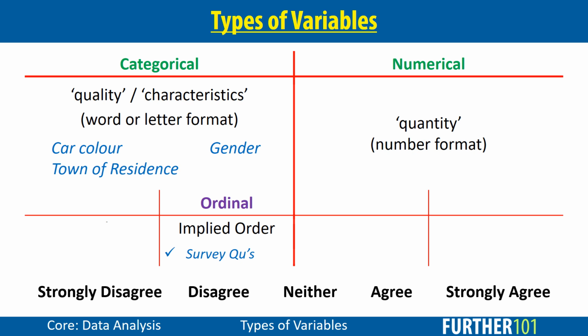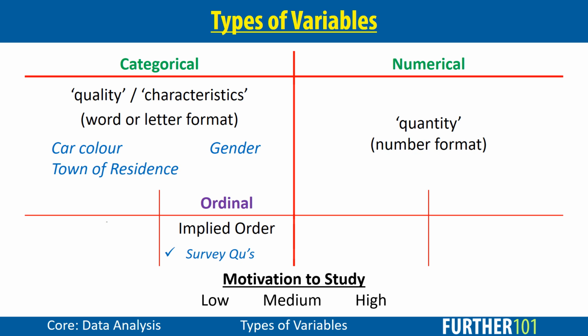Notice how it always seems logical to present strongly disagree first and strongly agree last, or vice versa, with the other answers ordered accordingly in between. The data should be presented in this order to make analysis easier and clearer. Another ordinal variable example may be to describe a student's motivation to study as low, medium, or high in that order.